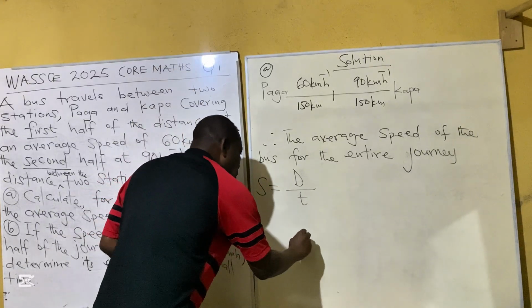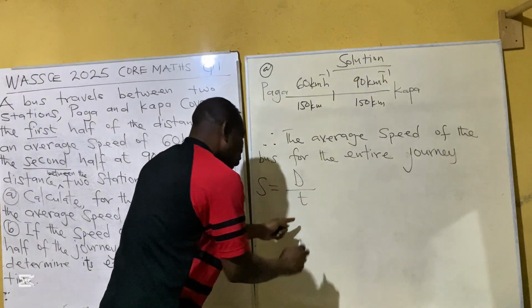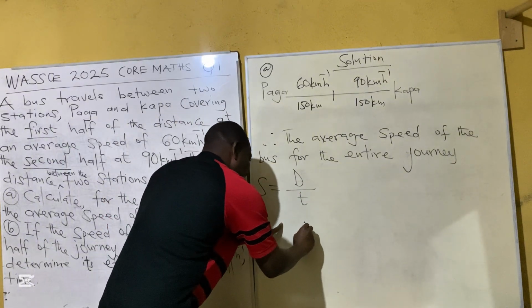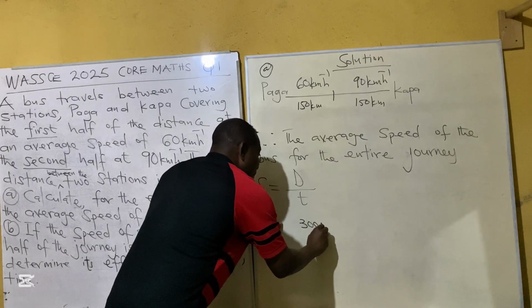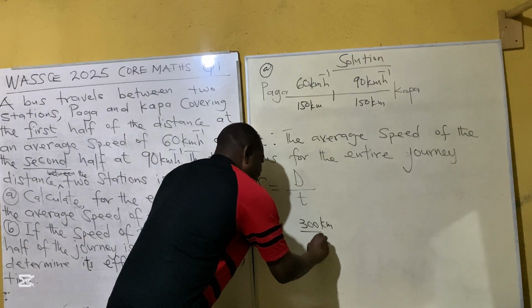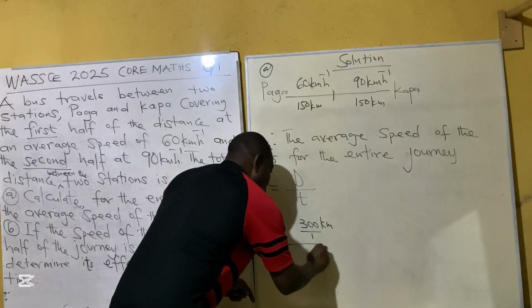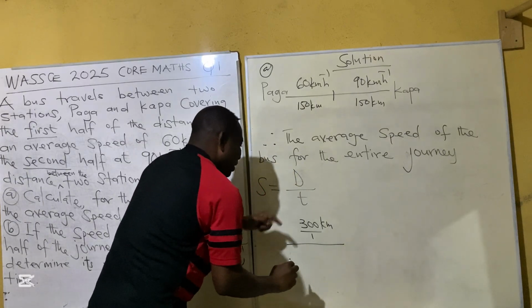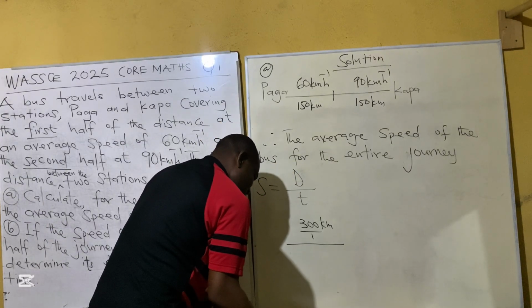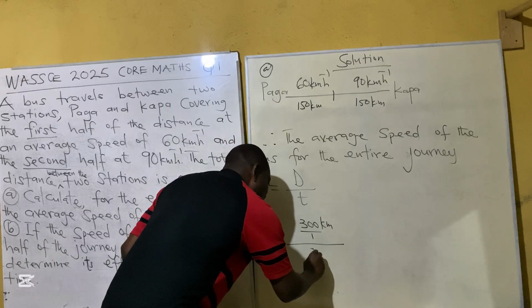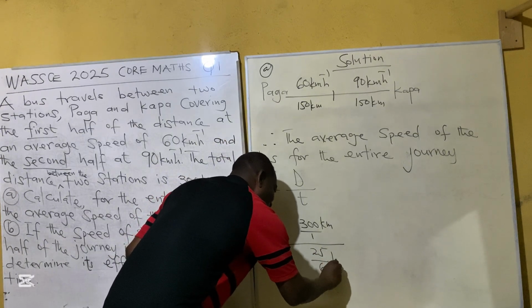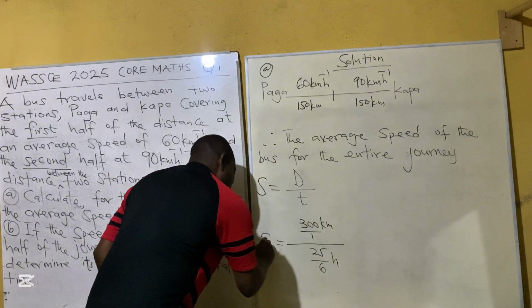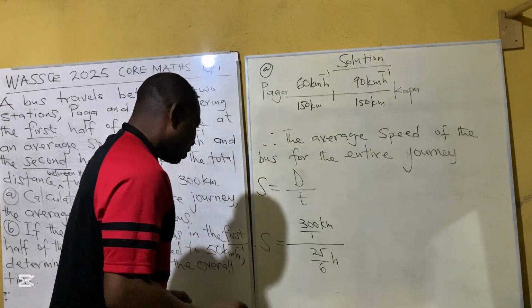And according to what we have calculated, the total distance is 300 kilometers, that is over 1, because every whole number is over 1, all over the total time. And the total time we just calculated is 25 over 6 hours. So this is the speed. So now let's calculate for this.